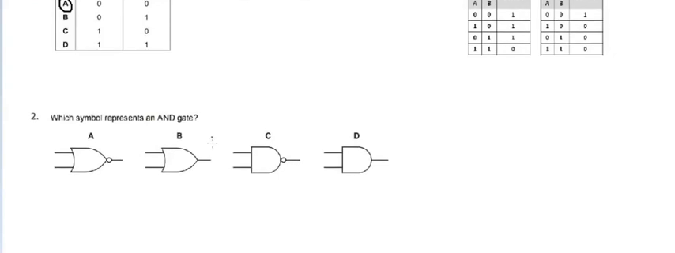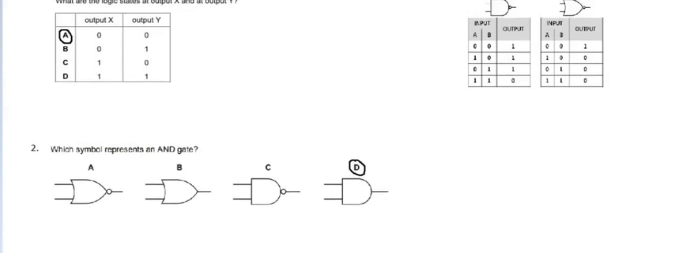So if you remove this circle, this dot, from the NOR gate, it actually becomes the OR gate. This is the NAND gate. And what is this? If you remove this small circle from the NAND gate, it becomes the AND gate. So this is our symbol for the AND gate. Okay, we are finishing our MCQs for digital electronics here.